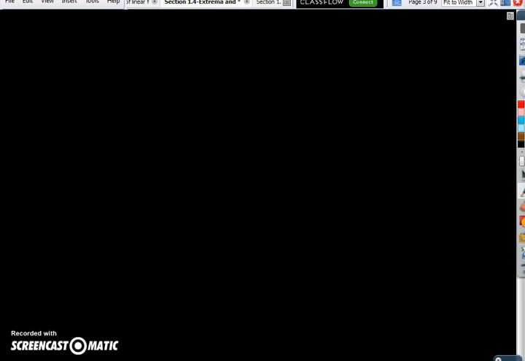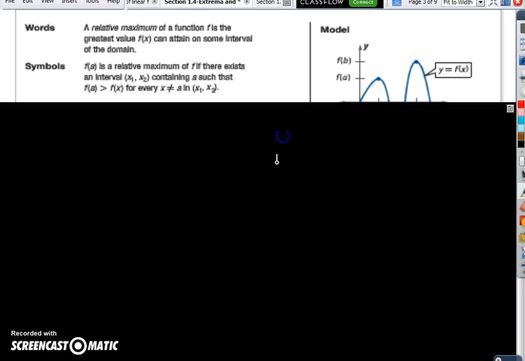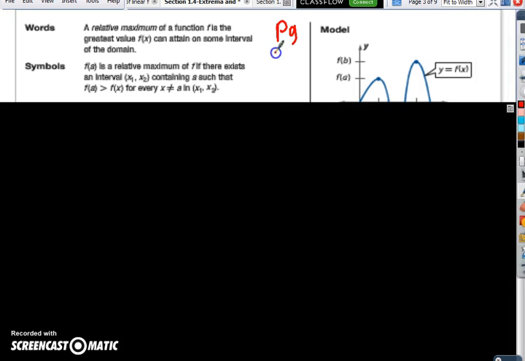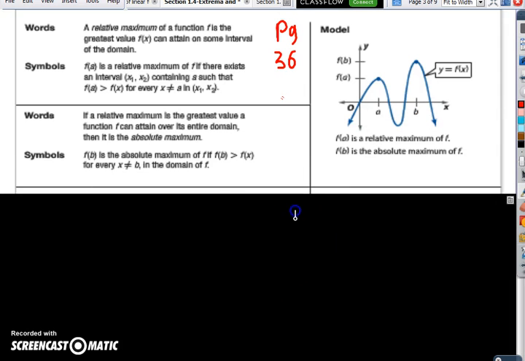Now, my function could also have the following items as well. A relative maximum of the function is the greatest value f of x can attain on an interval. Now here are the symbols definition. If you really wanted to look at that and get really technical, you're more than welcome to. But for us, what that means in particular, and this can be found on page 36, is that if it's a relative maximum, it's bigger than everything else around it. So that's a relative maximum. We also could have a relative minimum.